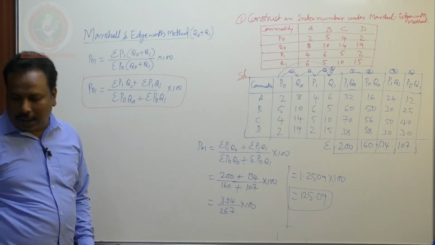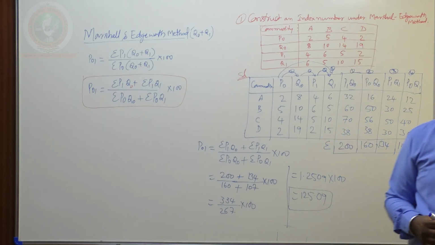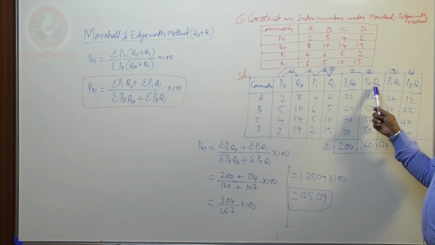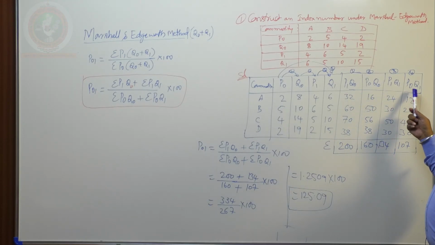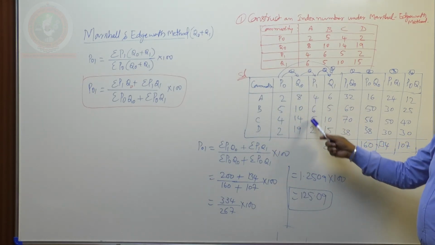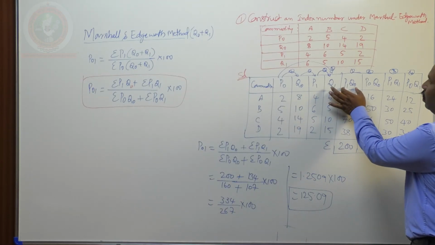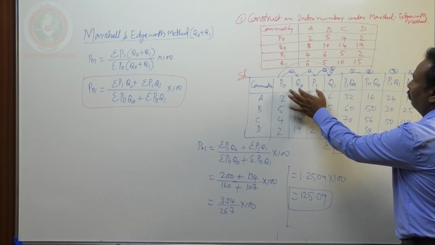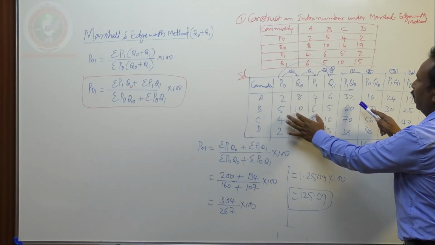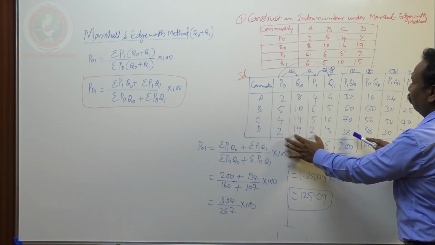So, just the calculation of Laspeyres and Fisher index and Paasche's method, the same thing, is to take the P1 Q0, P0 Q0, P1 Q1 and P0 Q1 calculations. Based on this, whatever the base year price and quantity and current year price and quantity are given, we have to calculate this. So, that is the P1 Q0, multiplication of this: 8 into 4, 32. So, 10 into 6, 60, 14 into 5, 70, 19 into 2, 38.